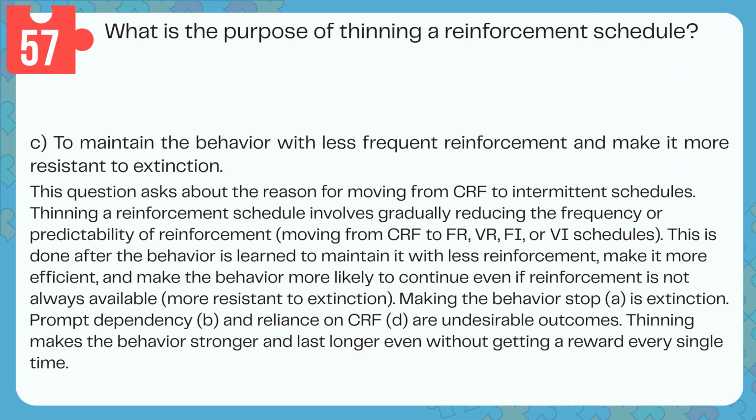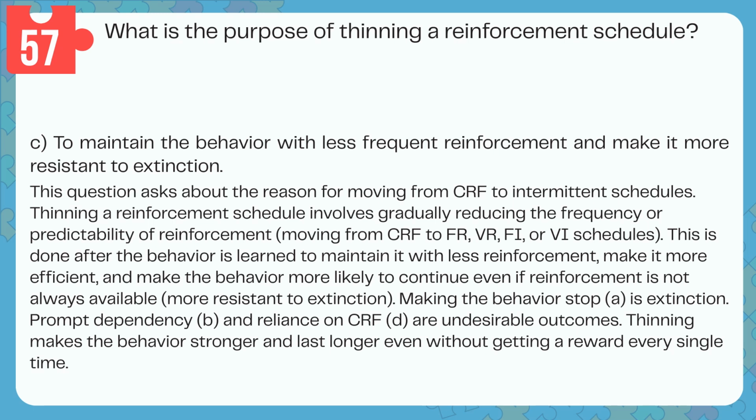Answer. C. To maintain the behavior with less frequent reinforcement and make it more resistant to extinction. This question asks about the reason for moving from CRF to intermittent schedules. Thinning a reinforcement schedule involves gradually reducing the frequency or predictability of reinforcement, moving from CRF to FR, VR, FI, or VI schedules. This is done after the behavior is learned to maintain it with less reinforcement, make it more efficient, and make the behavior more likely to continue even if reinforcement is not always available, more resistant to extinction.